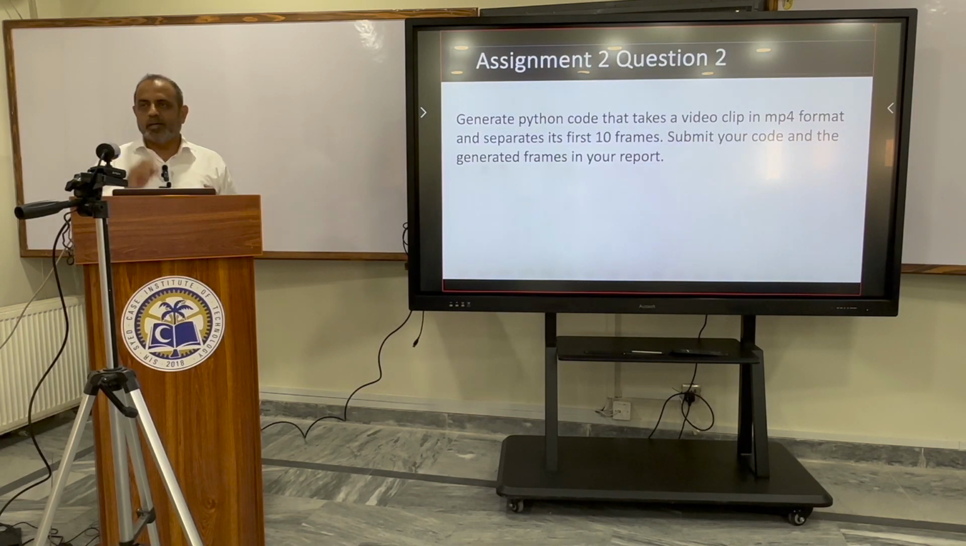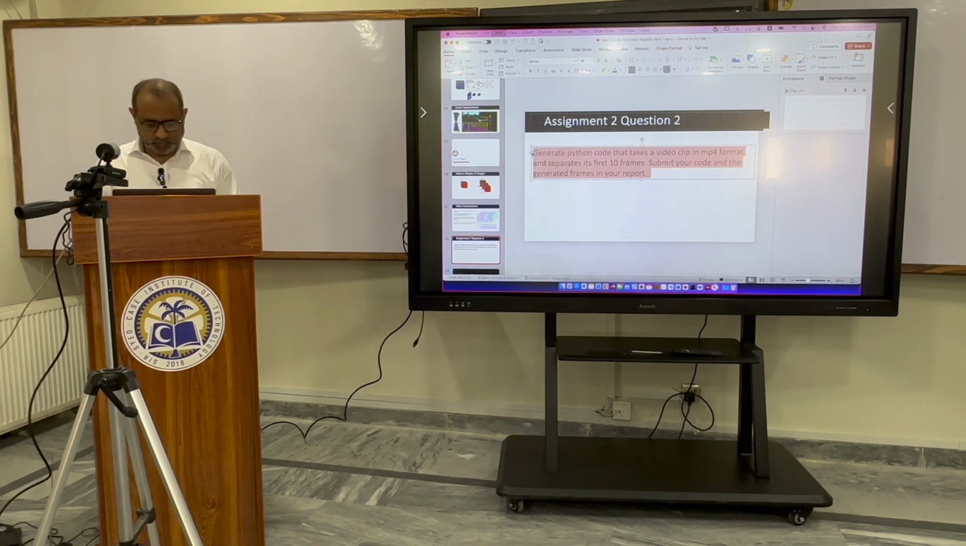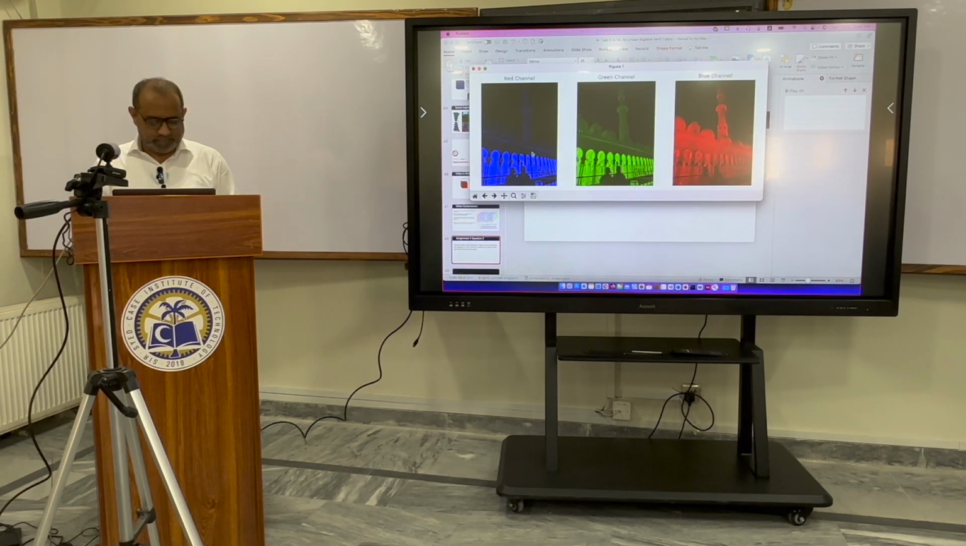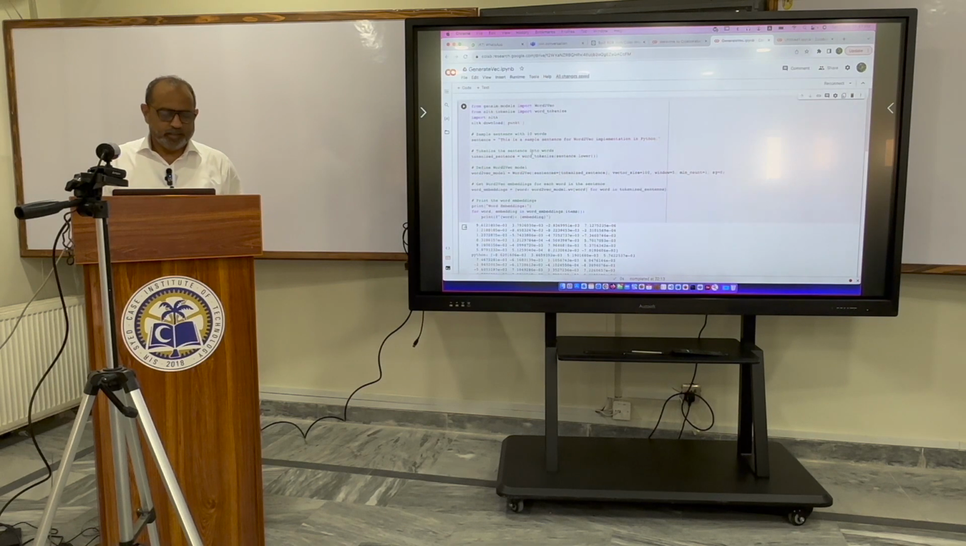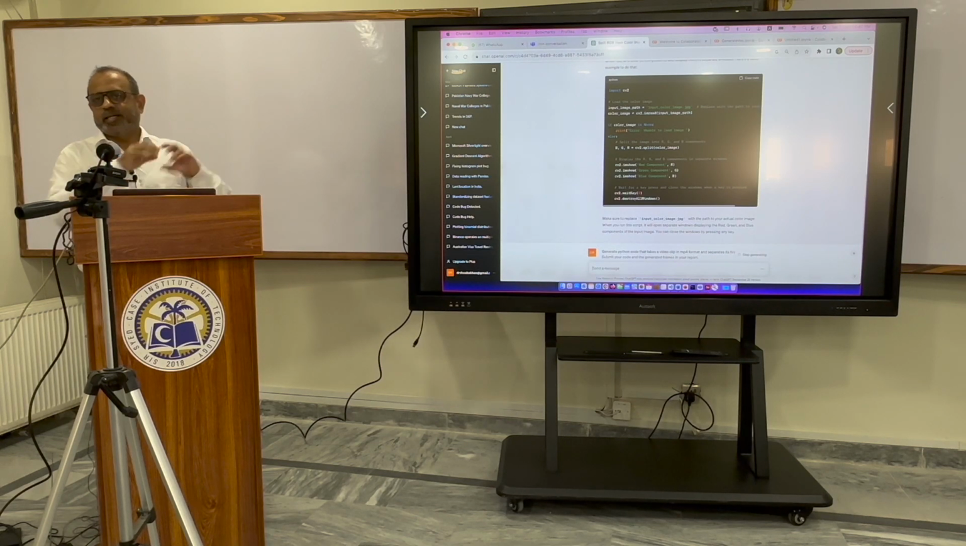So this is your assignment 2, question 2. Generate Python code that takes a video clip in MPEG-4 format and separates its first 10 frames. Submit your code and the generated frames in your report. All you have to do is copy this, go to ChatGPT, and ask it to do this for you. If there is an error, paste the error back to ChatGPT. You don't need to understand the error.